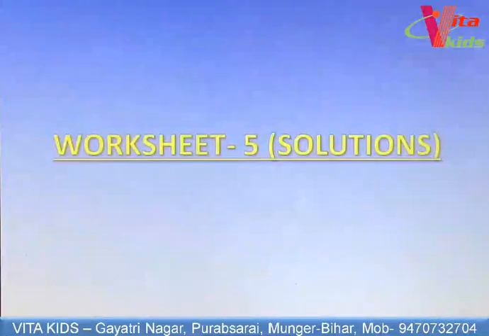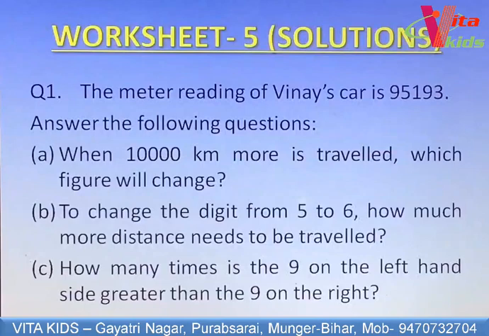Let us first start with the solutions of worksheet 5. Worksheet 5 I had shared in my previous video. Question number 1. The meter reading of Vinay's car is 95193. Answer the following questions. A part. When 10,000 kilometers more is travelled, which figure will change?